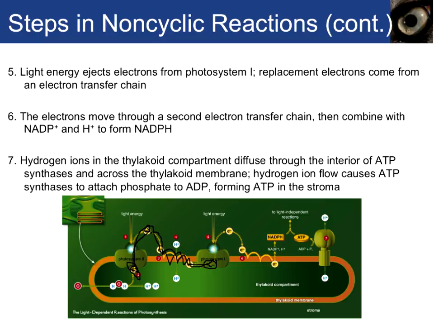So the energized electrons then move through a second electron transport chain when light energy hits photosystem 1. And that energy is used to cause NAD+ to combine with hydrogen ions and form NADPH. So hydrogen ions in the thylakoid compartment then diffuse through the interior of ATP synthase, that's this right here, and across the thylakoid membrane, and it's this hydrogen flow down the gradient through the ATP synthase that causes ADP to combine with a phosphate and form ATP in the stroma.